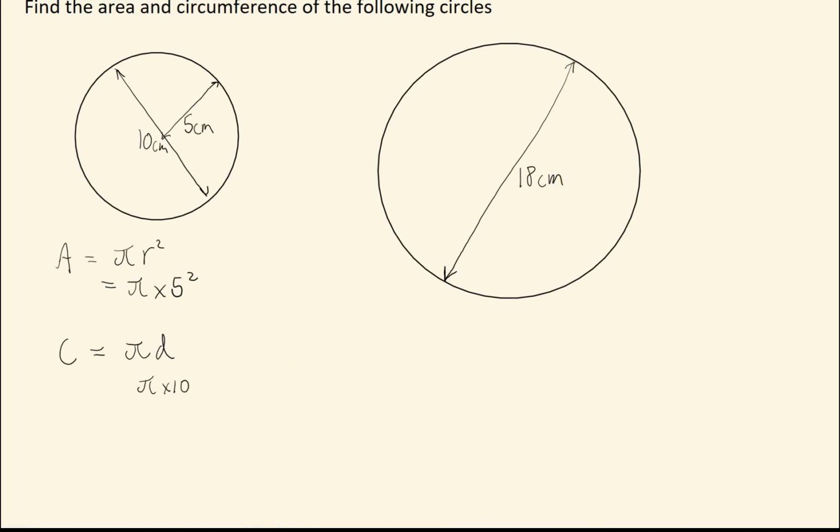For this example, we have the diameter, but we would need the radius here, which would be half the diameter, which is only 9. So for the area, you would do pi r squared, which is pi times 9 squared. For the circumference, you would do pi times diameter, which is pi times 18. That's the basics, which we should be fine with.